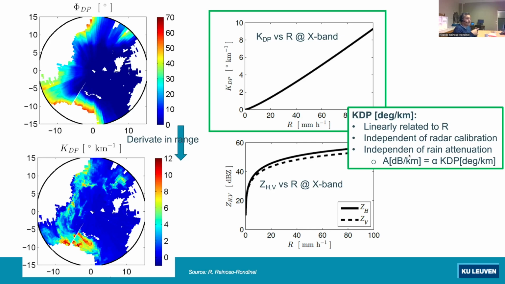Another variable that is very related to KDP, or to the differential phase, is this term A, which is in units of dB per kilometer. This is the specific attenuation. So you could also obtain the specific attenuation from the differential phase, which is again independent of calibration and power attenuation. I will also talk a little bit more about these two variables, the specific differential phase and specific attenuation. So let's move to the next variable.